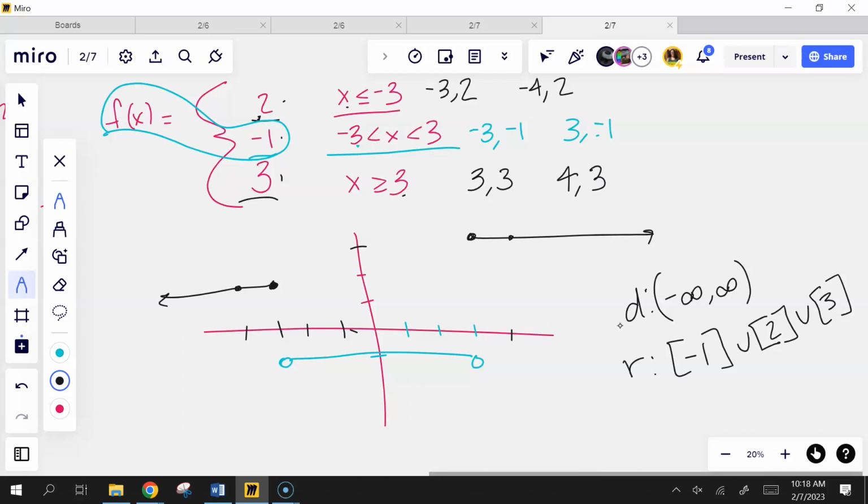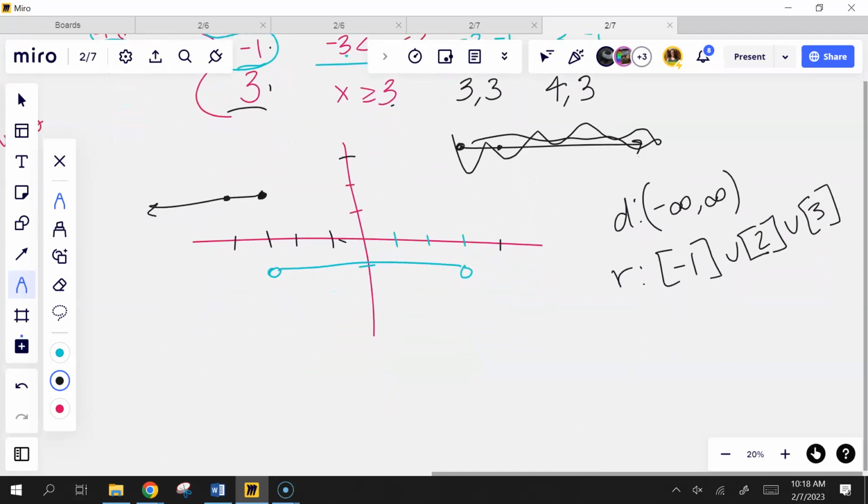It depends on how the domain is restricted. Like if this line had not been here and it was only these 2, then my domain would be -infinity to 3. See what I'm saying? Because it stops here, and if it doesn't have this, there's no more graph past 3. So it just depends.